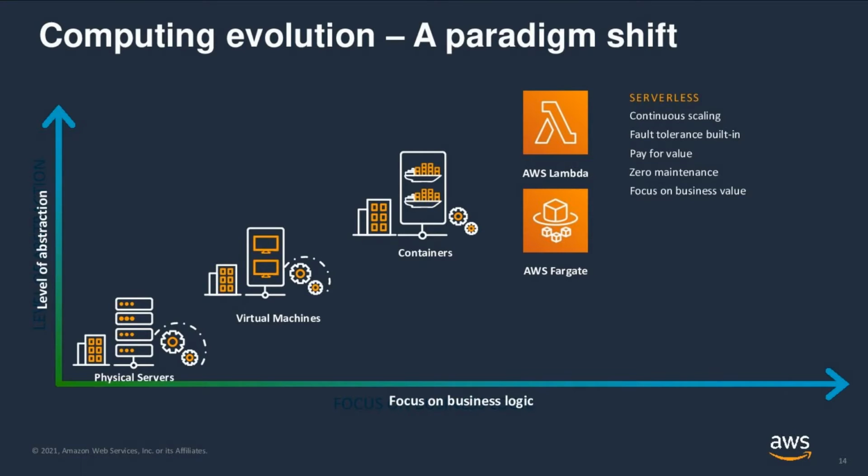Customers running containers who don't want to manage servers can choose AWS Fargate, which is a serverless compute engine. And then there is AWS Lambda, which is at the highest level of abstraction. With Lambda, you build your code and let AWS worry about the infrastructure. As a result, it enables customers to move the fastest.